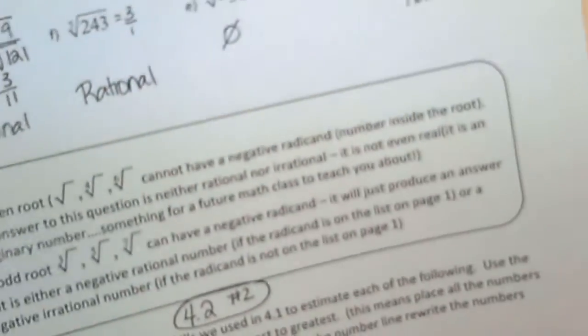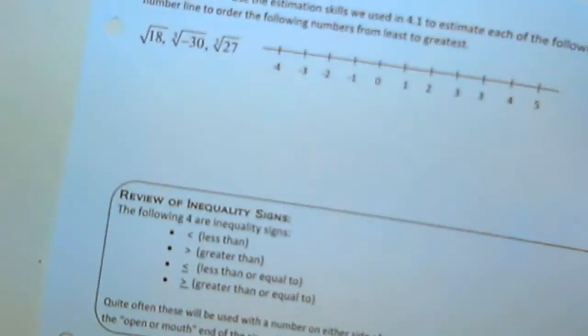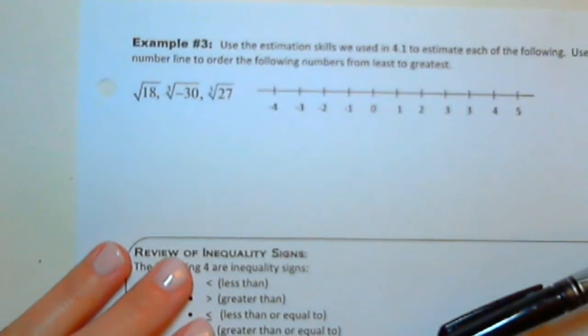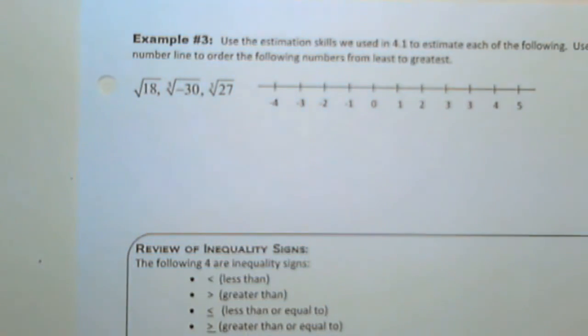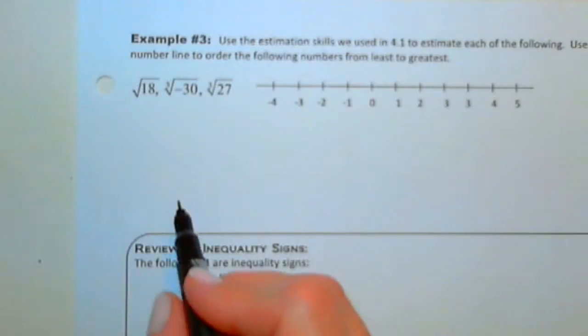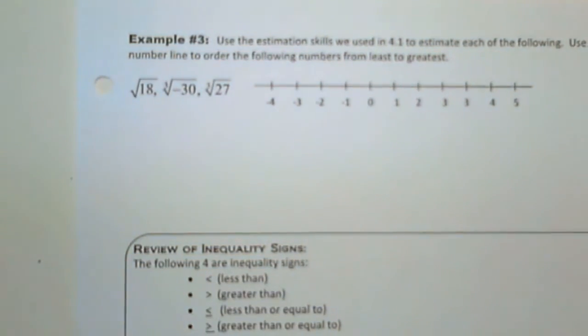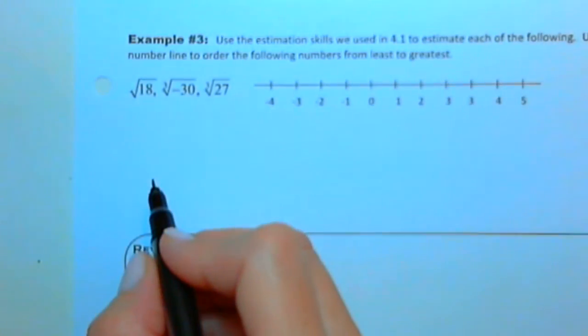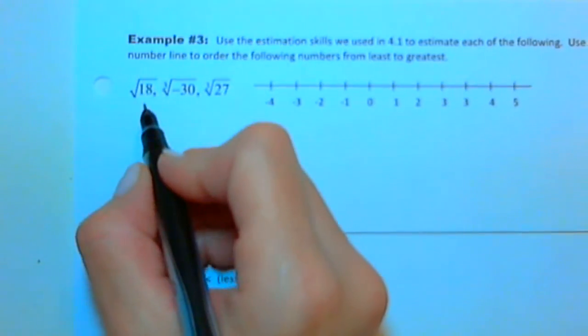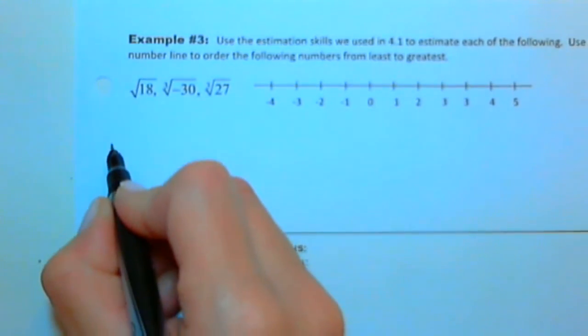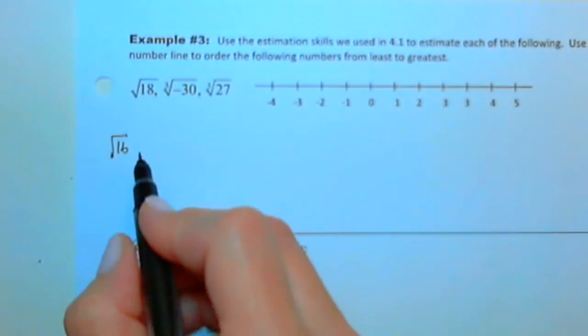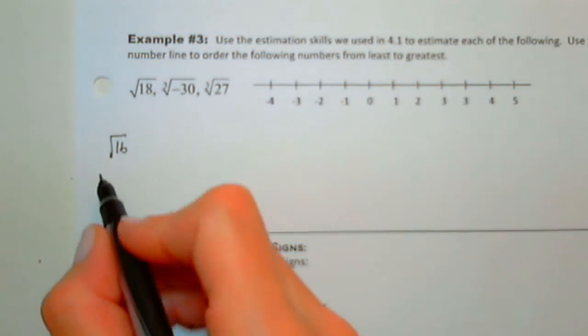Last page. We have another question similar to the one we just did. Square root of 18, cube root of -30, and cube root of 27. Well, the cube root of 18, or pardon me, square root of 18. Square root of 18 is not on my list, but the square root of 18 is somewhere between the square root of 16 and the square root of 25.